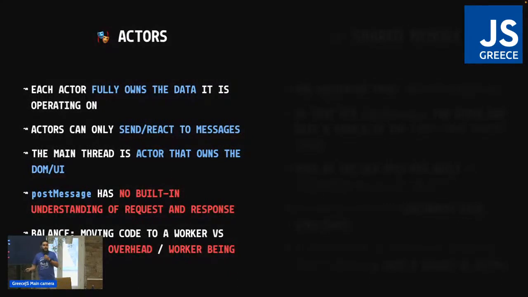And the end game here is you end up having to balance. You're moving your code to a worker to make it more optimized, but you first have the overhead of communication, since you're copying things to do the message passing. And also the worker might be busy, and then you have to write code logic to handle that.